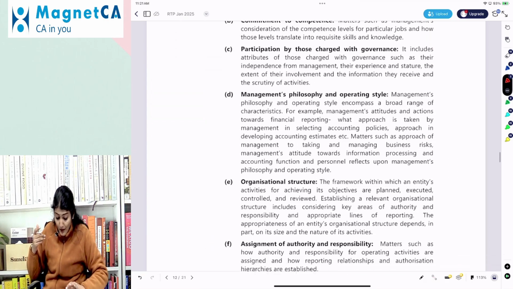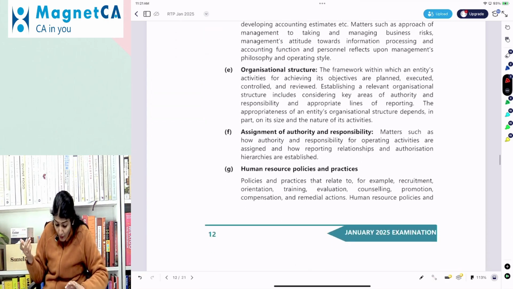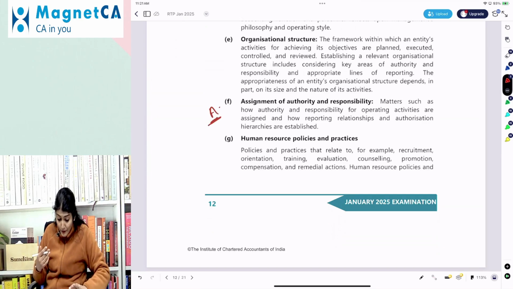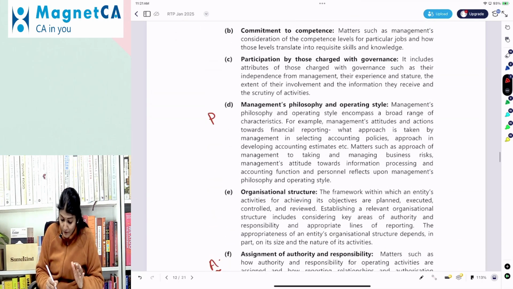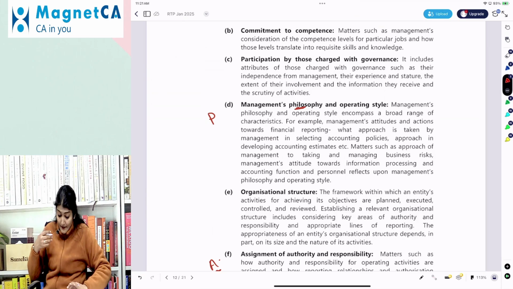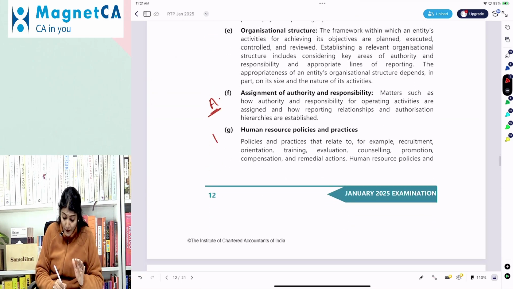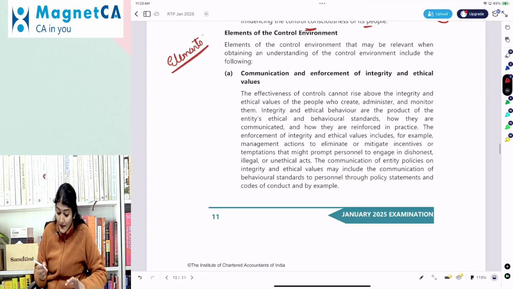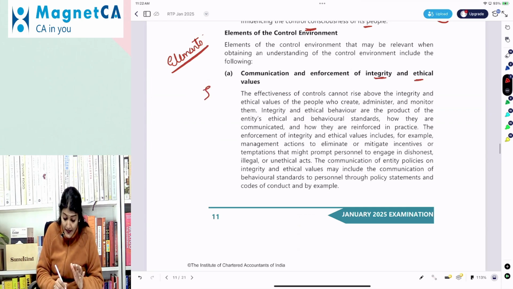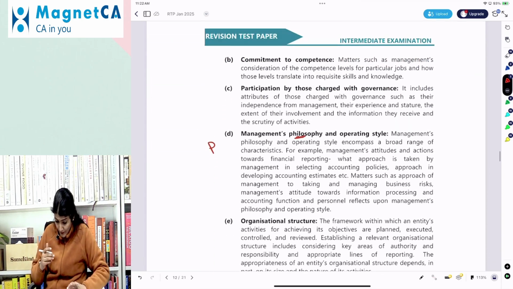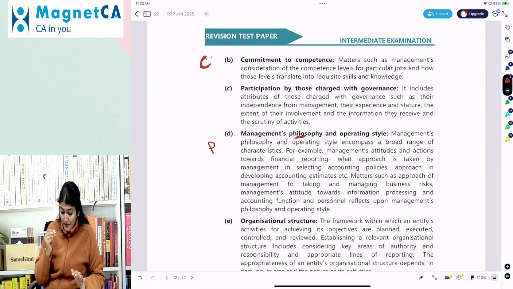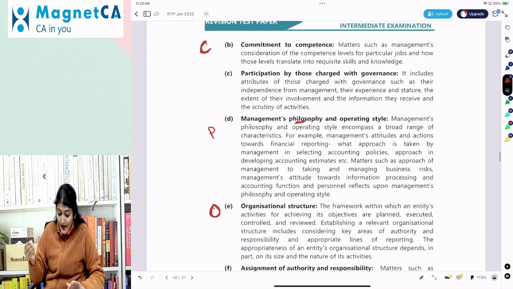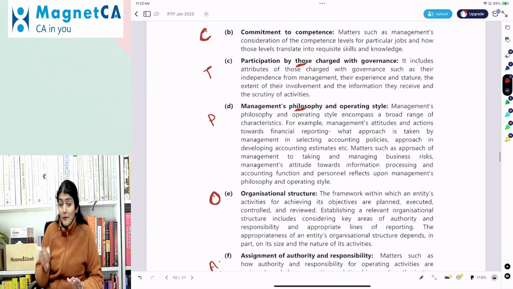It says, one, you are going to look into the assignment of the authority and the responsibility. Then also look into the management's philosophy and the operating style, then the human resource policies and practices. Then the commitment, what does it say? The communication and enforcement of integrity and the ethical values. Then the commitment to the competence. Then after that you also have the organization structure and the participation by TCWG.